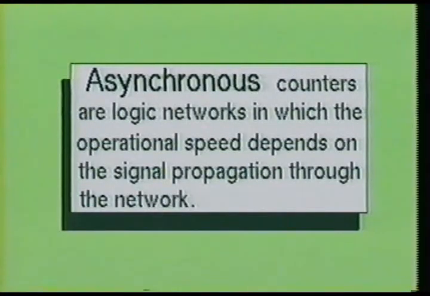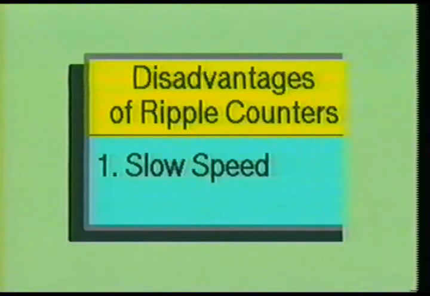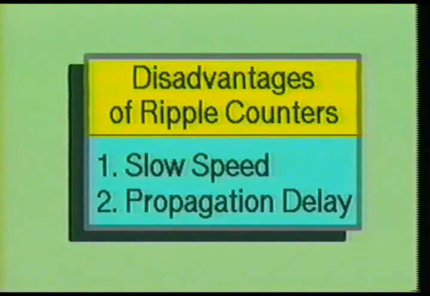The simple ripple counter just described is called an asynchronous counter because one stage triggers the next. There are, however, disadvantages to this type of counter. 1. The ripple counter has a much slower operation than do individual flip-flops. And 2. The inability of the outputs to switch at precisely the same instant due to the propagation delay of each flip-flop stage.